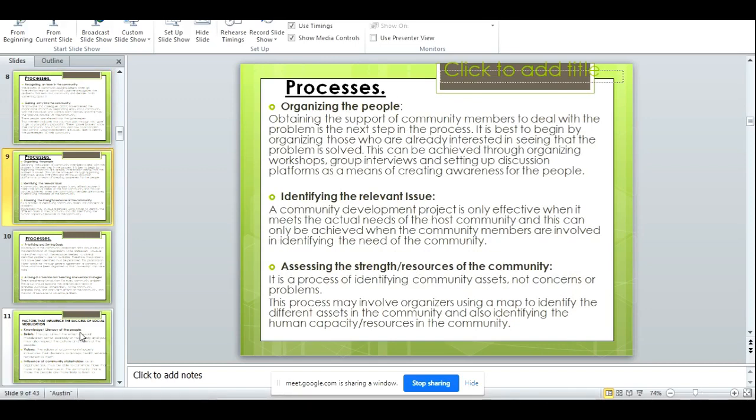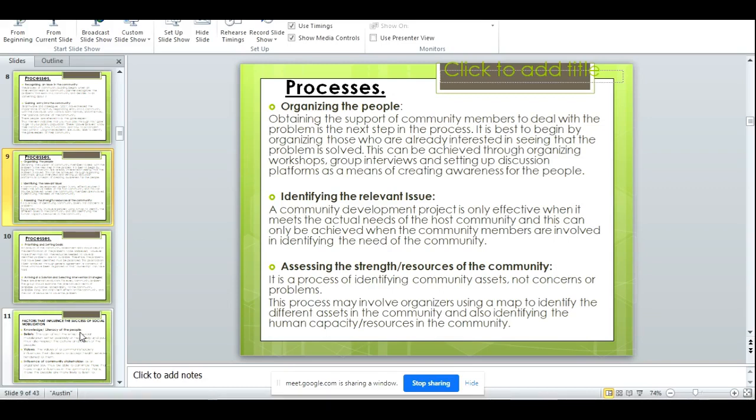So the next thing you want to do after gaining entry into a community is to organize the people. Obtaining support of community members to deal with the problem is the next step in this process. If the problem is in the community, the solution is in the community, and you have to work with the community members. It is best to begin by organizing those who are already interested in seeing that the problem is solved. This can be achieved through organizing workshops, group interviews, and setting up discussion platforms as a means of creating awareness for the people.